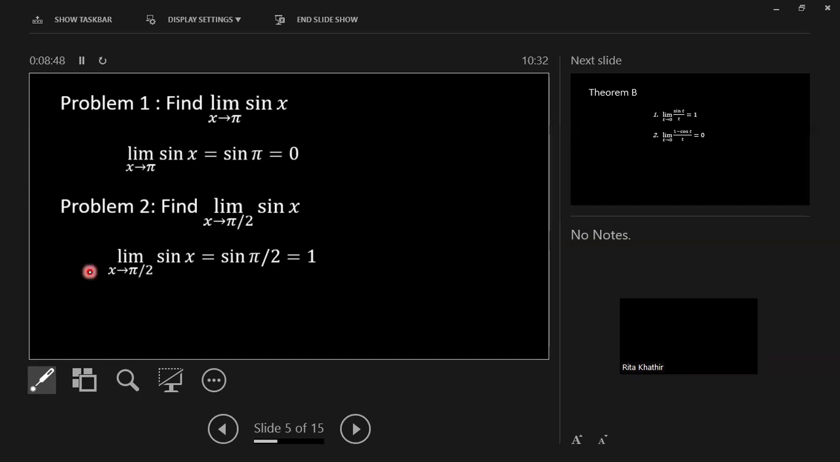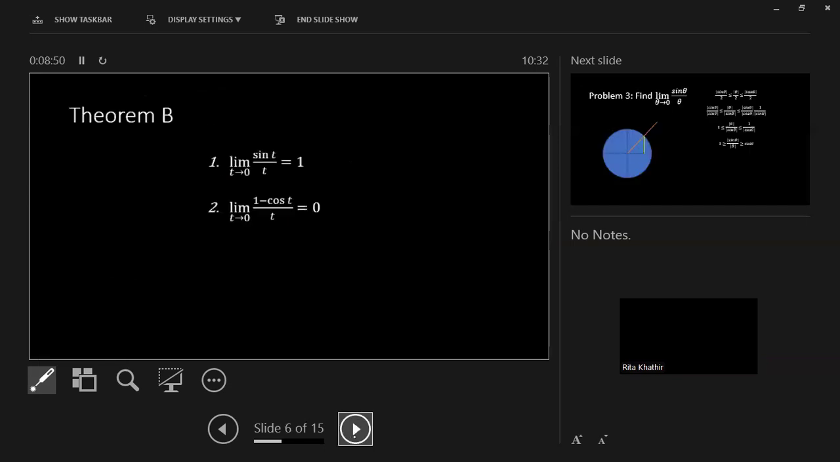Okay, now we continue to theorem B. In theorem B, I have only 2 rules for you. In theorem A you have 6, and now you have 2 rules, so you will have about 8 rules. What is the first rule of theorem B? The limit as t approaches 0 of sinus t over t equals 1.